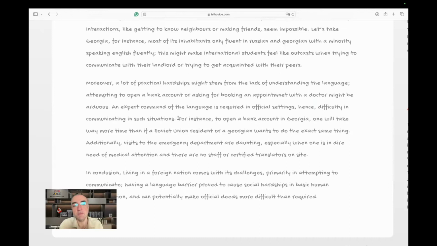Good. For instance, to open a bank account. Okay, open a bank account. Good. I like this control. I mean, there's a very good control over the paragraphs. I really like it. For instance, to open a bank account in Georgia, one will take way more time than if a Soviet Union resident or a Georgian wants to do the exact same thing.